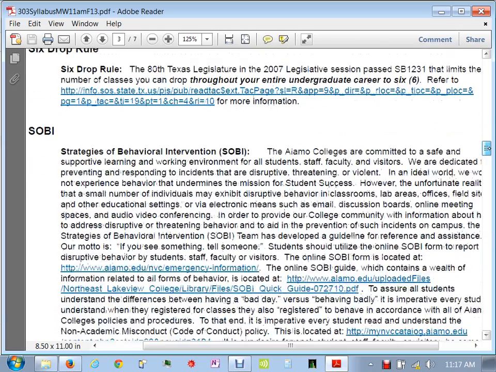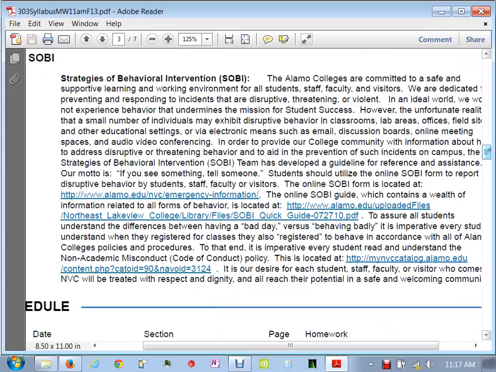The SOBI statement. The SOBI statement has to do with strategies of behavioral intervention. And I'll be honest, I haven't really read through all of this in detail, okay? But I think it has something to do with trying to figure out if someone in here is going to come in here and try to kill us all, you know? Like, if you see someone acting kind of weird, and you see a gun hanging out of their backpack. Let's keep our eyes open. Let's pay attention to each other.